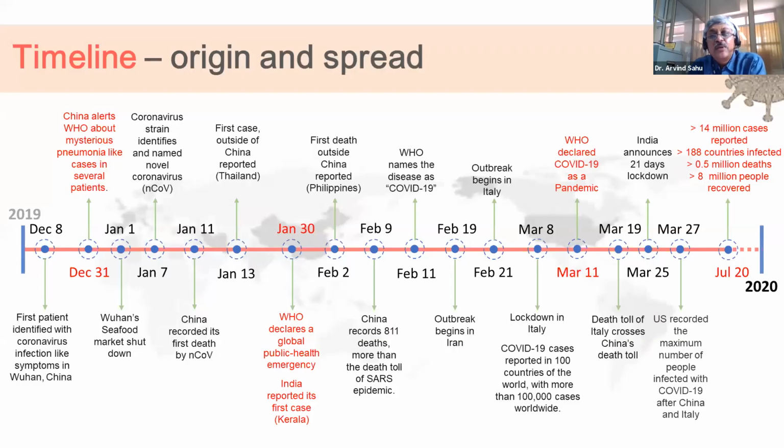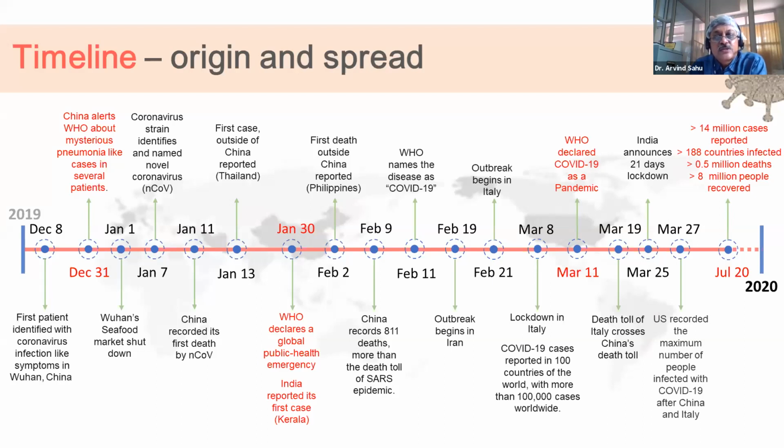So let's look at the timeline and the origin and the spread of the virus. The first case of this mysterious coronavirus, SARS-CoV-2, actually happened on December 8. On December 31st, China alerted the WHO about this mysterious pneumonia-like disease. That's when the whole world came to know that something is going on in Wuhan. Later on, it moved out of China, and a case was reported in Thailand on Jan 13th.